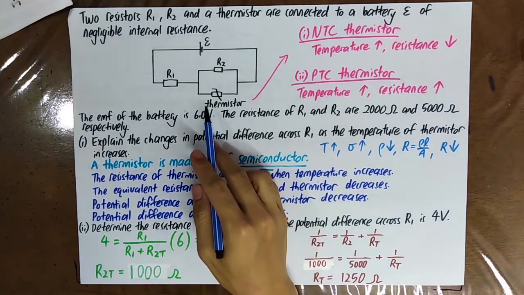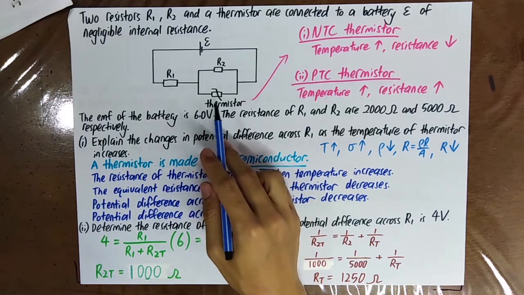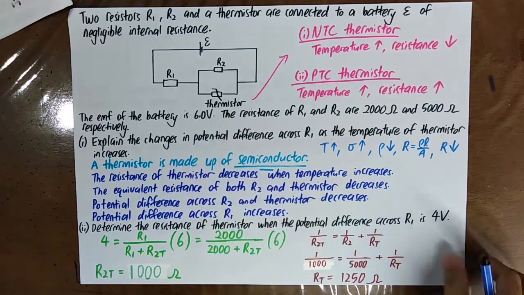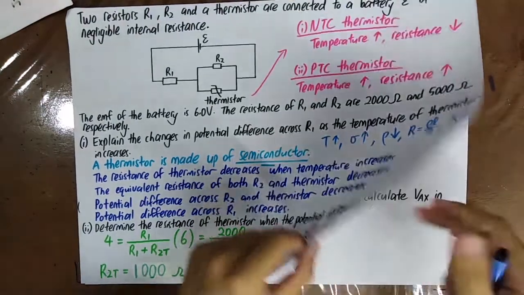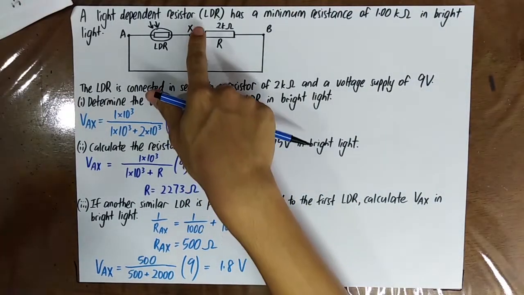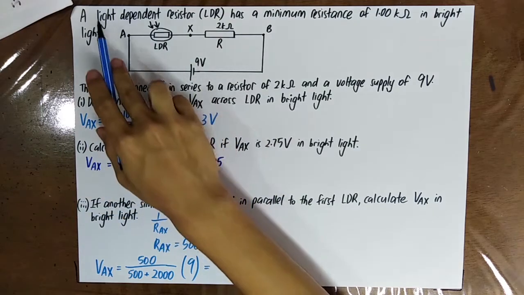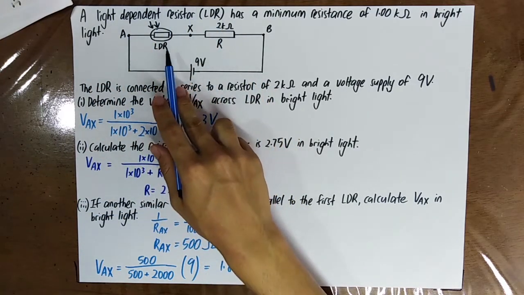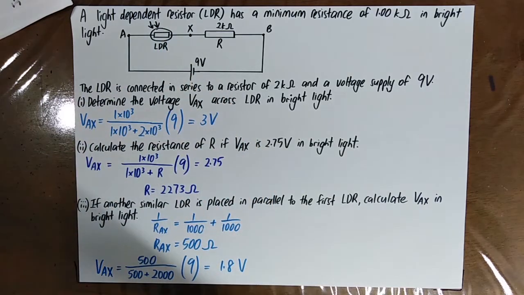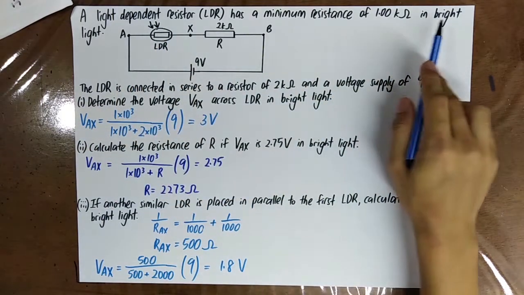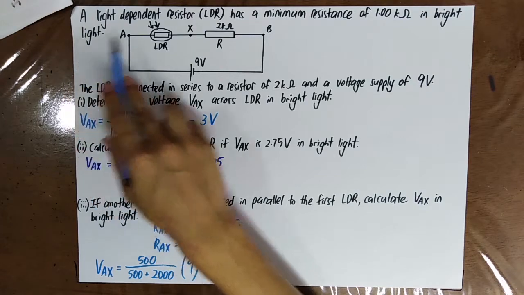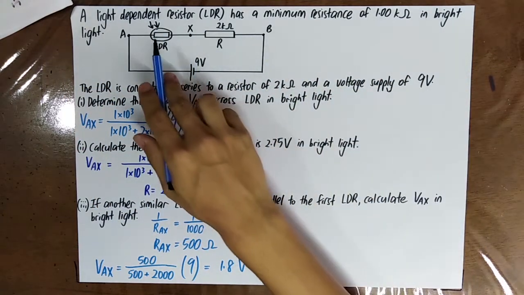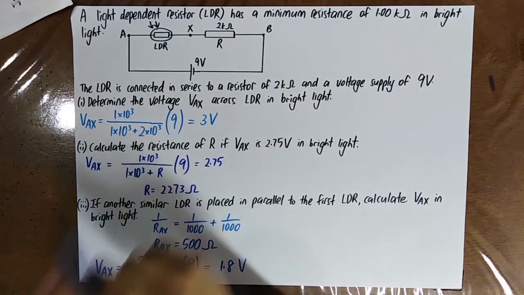Remember that thermistor is thermoresistor. That is, the resistance depends on temperature. So when it comes to LDR, which is light dependent resistor, you know that the resistance depends on the intensity of the light. Normally, when it's in bright light, the resistance is very high. When it's in dark, the resistance is very low.